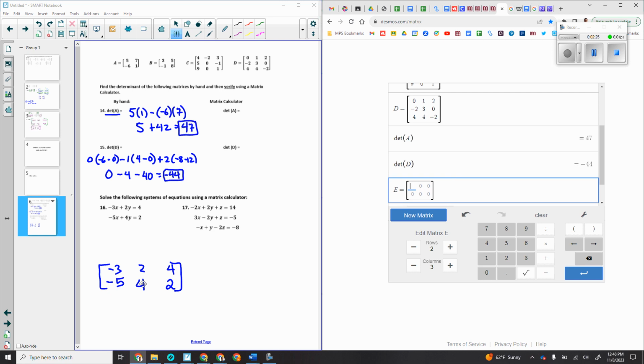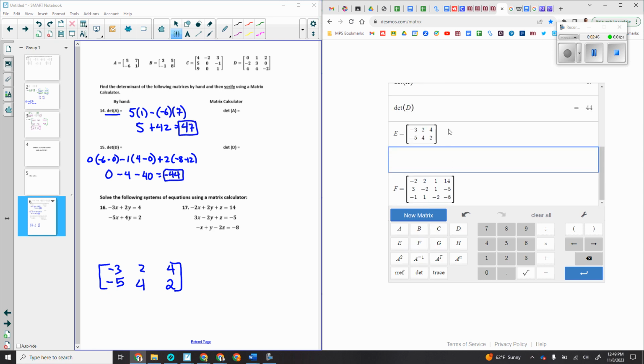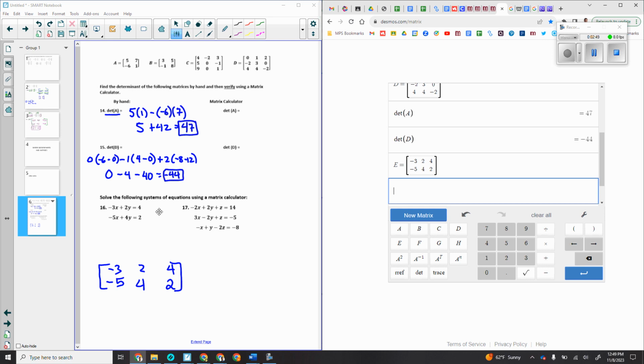And then I'm going to type in, see how I use the coefficients here? Type in exactly what I have down below, which is negative 3, 2, 4, just using those coefficients. And then on the bottom, negative 5, 4, and 2. So let me type those in here, negative 3, 2, 4. And along the bottom, it's going to be negative 5, 4, and 2. Okay, hit enter.